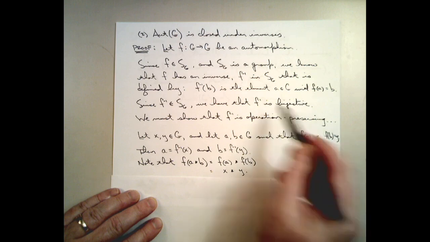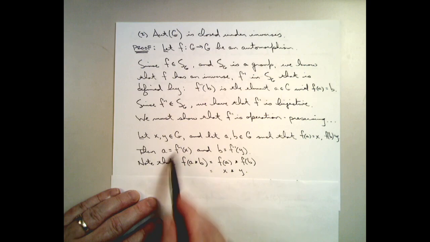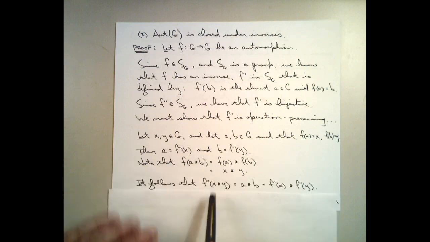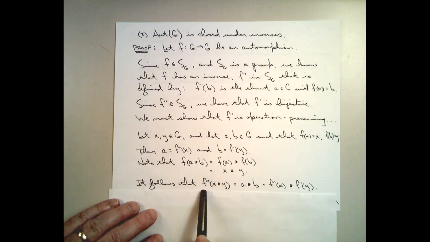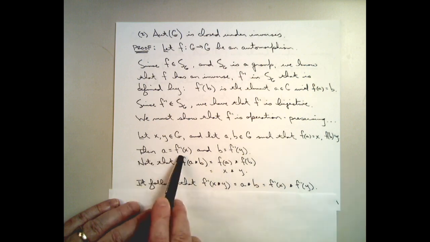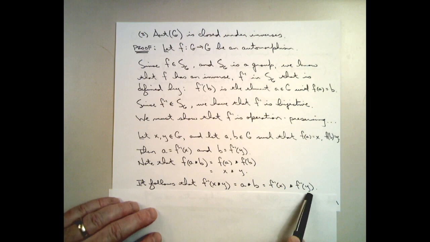Well, by the definition of F inverse, what that means is that F inverse of X star Y is A star B. That's exactly what this means by the definition of F inverse. But A, where is it? There it is. A is F inverse of X. B is F inverse of Y. So A star B is F inverse of X star F inverse of Y. And that finishes the proof for us.